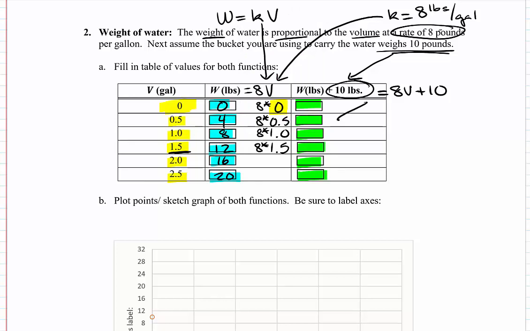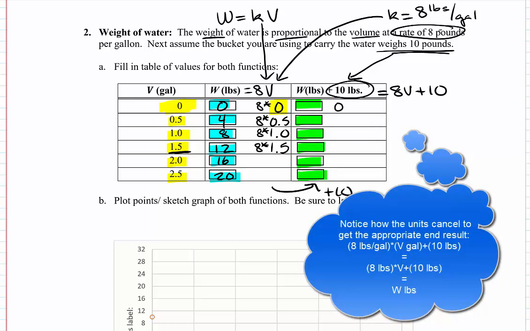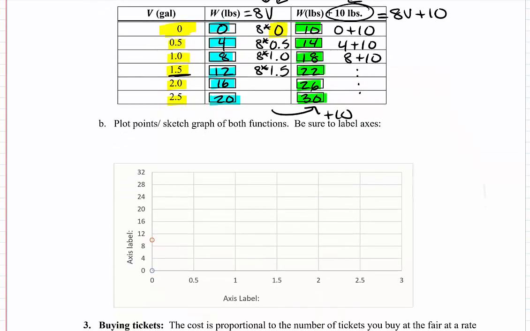So over in this last column, now we have to take 8 times v plus 10. Well, we already did 8 times v right here, so all we have to do is add 10 to get to the next column. So 0 plus 10 is 10. Of course, 4 plus 10 is 14. 8 plus 10, of course, is 18, and so on and so forth. 22, 26, 30. Now that we have all these numbers, we're going to plot the points.